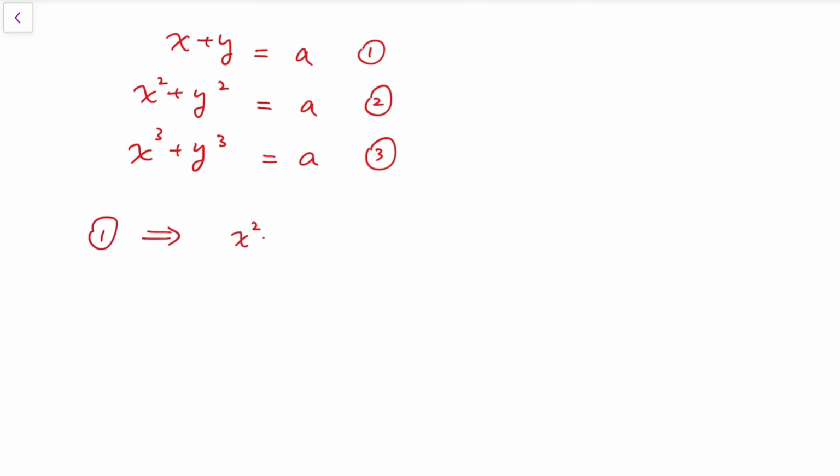and say x squared plus 2xy plus y squared equals a squared. So I can express xy in terms of a, which is (a squared minus a) divided by 2, because these things have sum equal to a, and then we have the difference. So that's xy from equations 1 and 2.